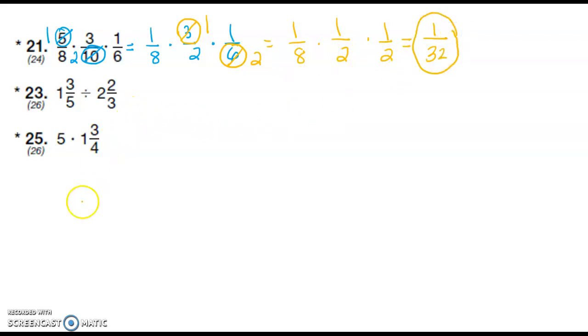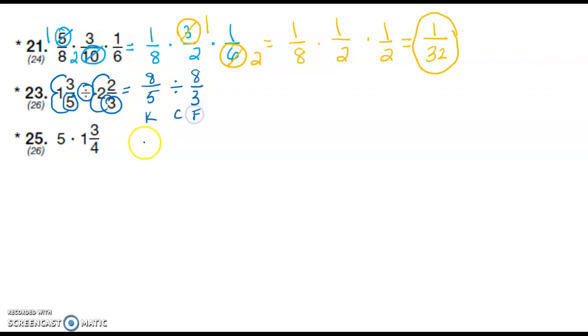Okay, let's change this again. Okay, so we are dividing mixed numbers. We're going to have to popcorn them first. So I have 5 times 1 is 5, plus 3 is 8, all over 5, divided by 3 times 2 is 6, plus 2 is 8, all over 3. Now I can keep, change, flip. So I keep my 8/5, I change my divide to multiply, and I flip my 8/3 to 3/8.